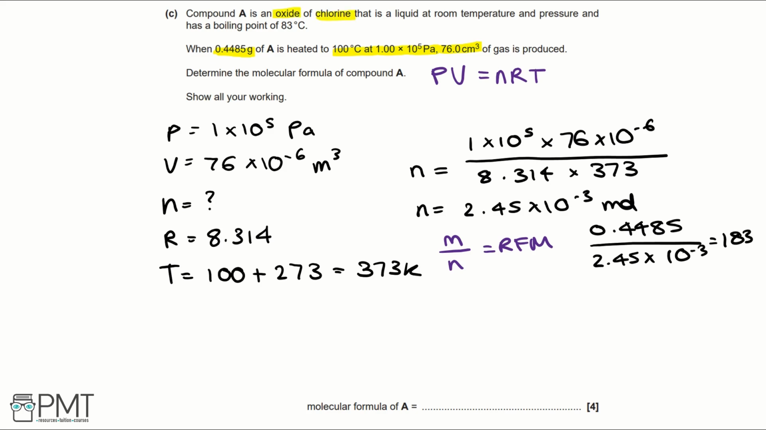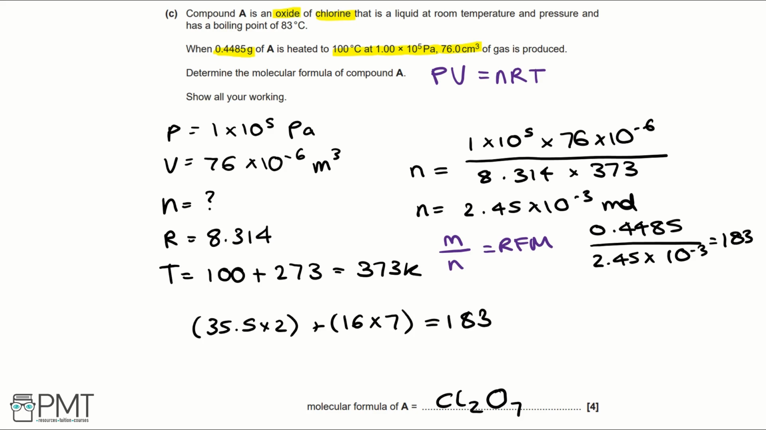mass is going to consist of chlorine and oxygen, and we can extrapolate the molecular formula of Cl2O7. This is because the relative formula mass of Cl2O7, so 35.5 times 2, which is Cl2, plus 16 times 7, which is O7, equals 183. So the relative formula masses match, and therefore our answer is correct.